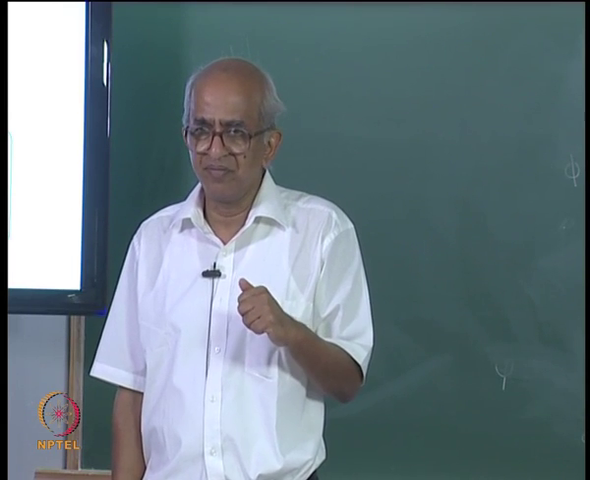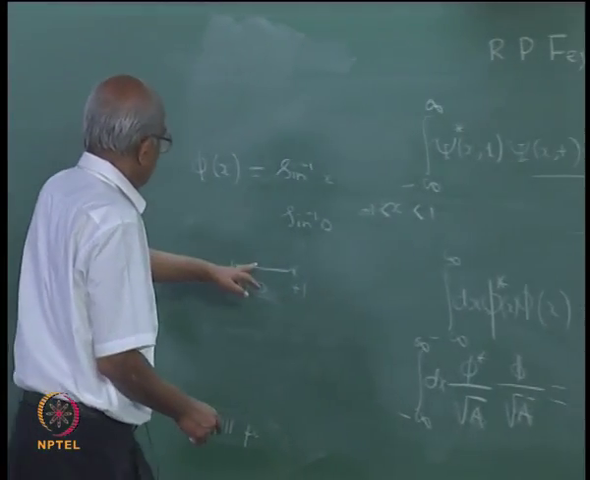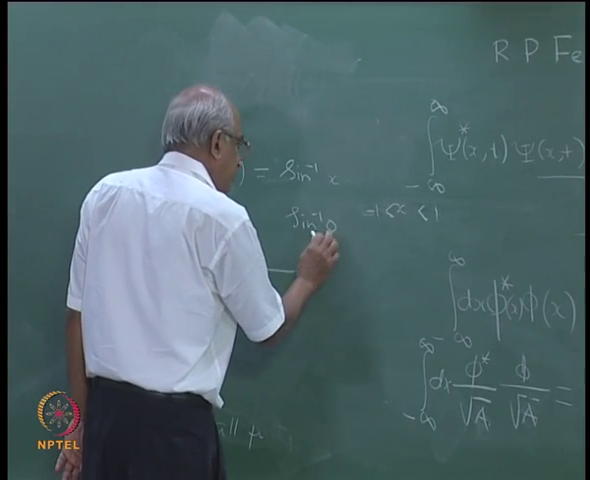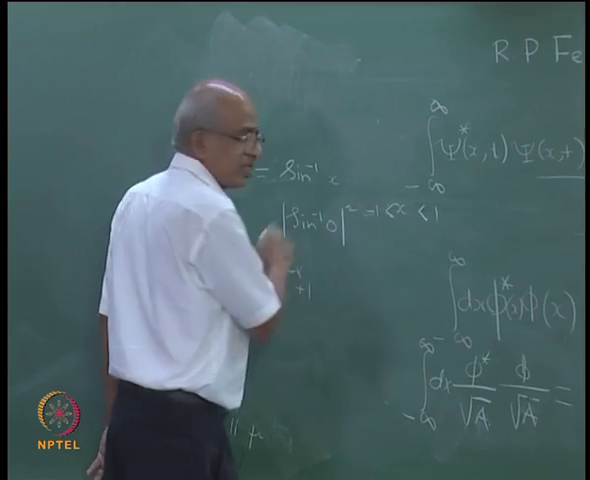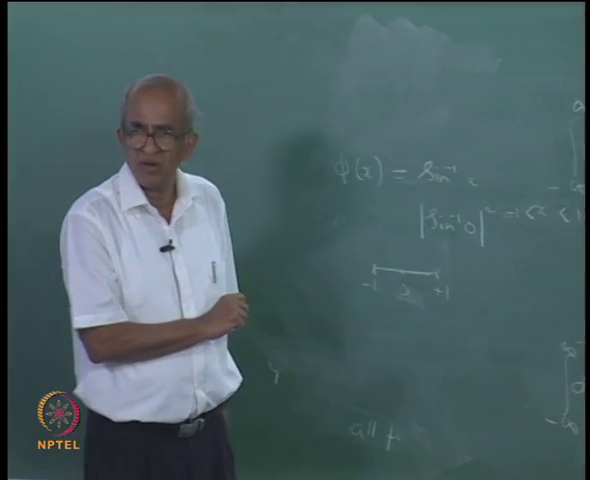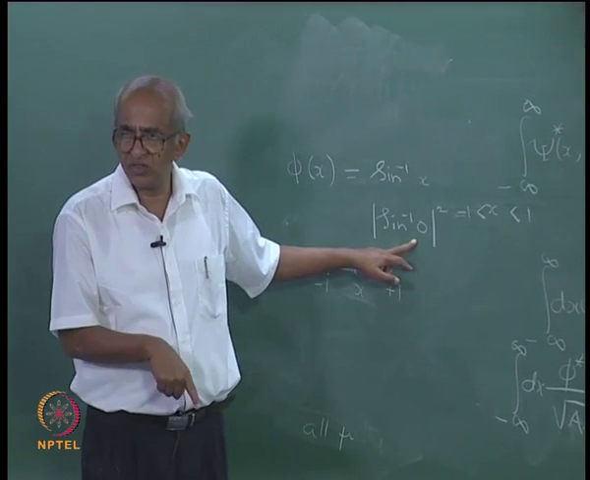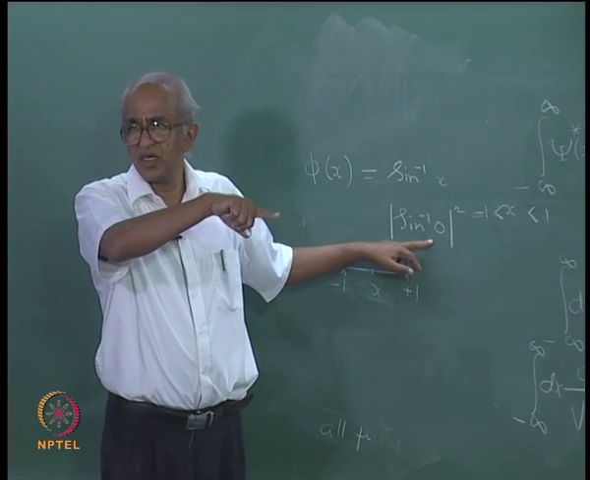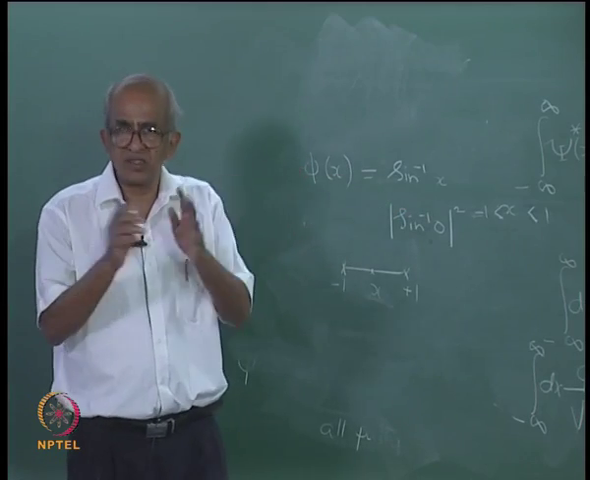What is the problem? Suppose I want to calculate the probability density at this point x is equal to 0. Then I will have to take sine inverse of 0, take its magnitude and square it, right. Now, which value am I going to take here? Would I take the value 0 or the value pi or the value 2 pi and so on? That is not clear. So, therefore, we do not want such a problem.